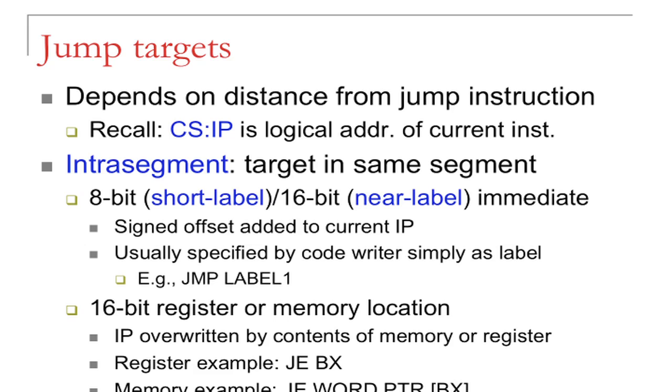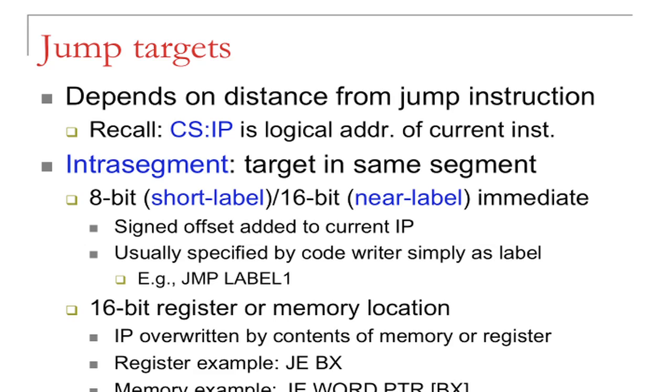Intrasegment, that is to say the target or its target address is in the same segment. In other words, when the jump instruction goes to the target, if it does not change CS, code segment, that means the target address is in the same code segment as the jump instruction itself. So it is within this 64 kilobyte range. There's no need to change the value of CS in order to jump over that 64 kilobyte range.